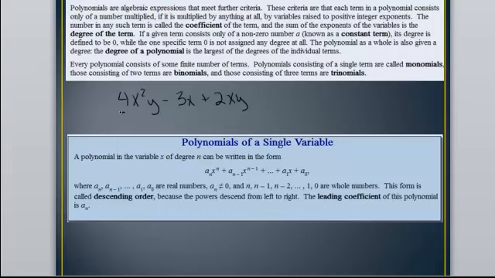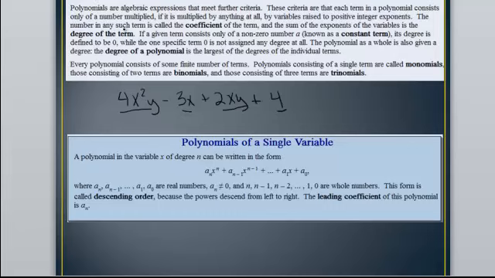Each term, these are all terms. Let me add one more thing, plus 4. Okay, all of these are considered terms. It says, if it is multiplied by anything at all, by variables raised to positive integer exponents. That means these variables are multiplied, and each of their exponents are integers. This one has an exponent of 2, this one has an exponent of 1, so on and so forth.